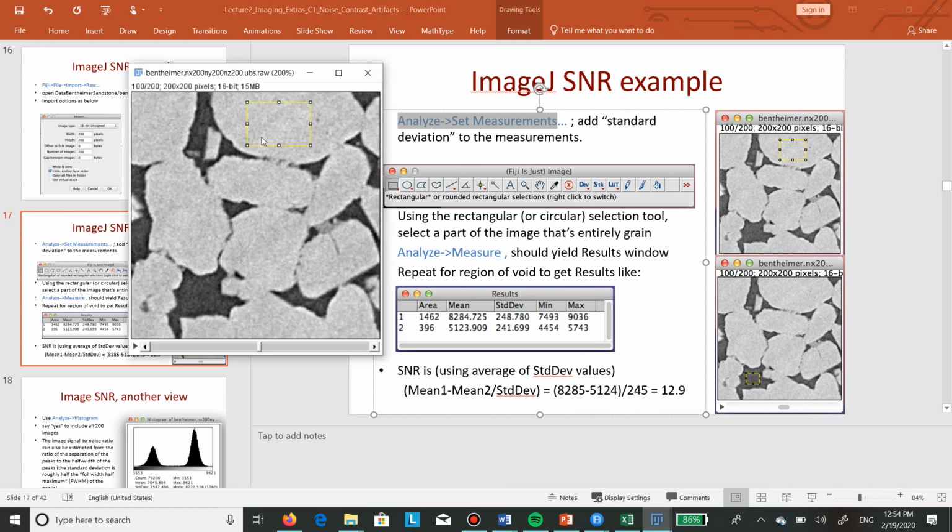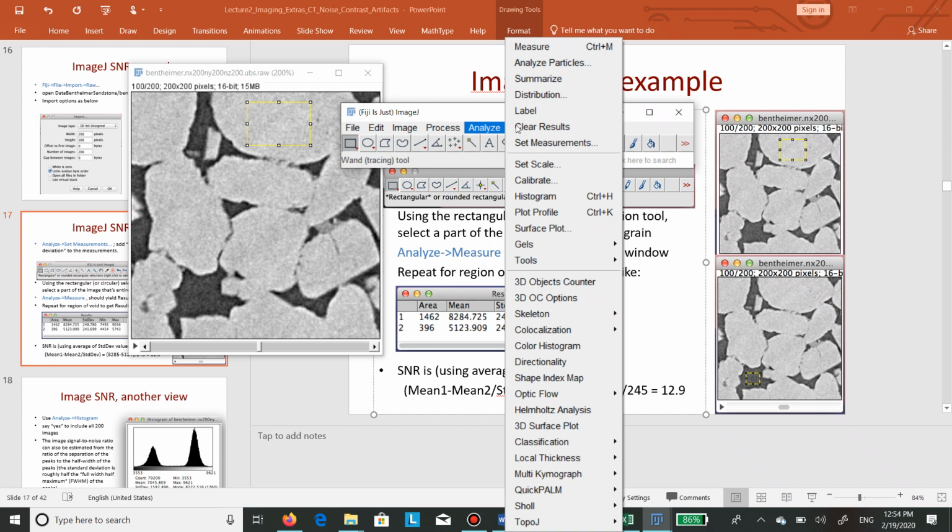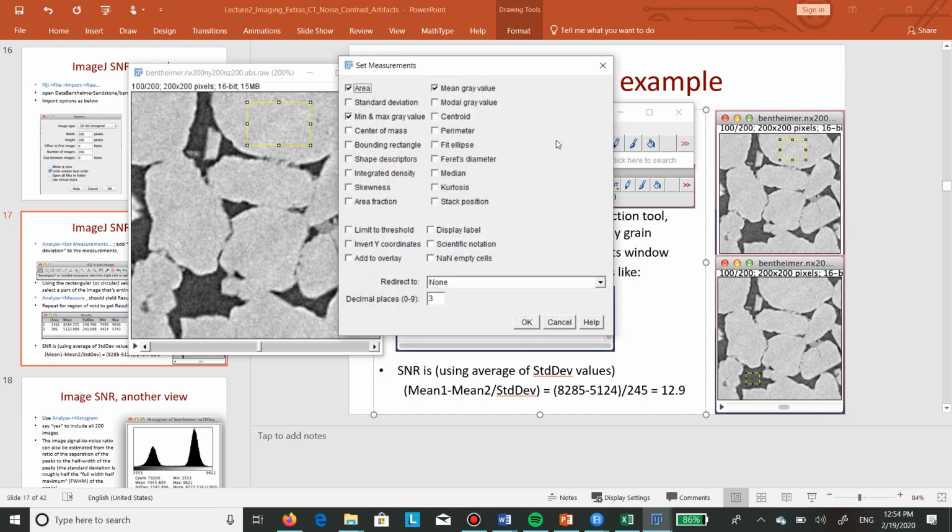So I'm going to work with you. Here I grabbed a region. There's Analyze, Set Measurements. Here is everything that you can try to measure. If you were analyzing emulsions, you could try fitting ellipses and whatnot, figure out diameters, median, you name it. What we are really interested in for this exercise is minimum and maximum, area, standard deviation, and mean.